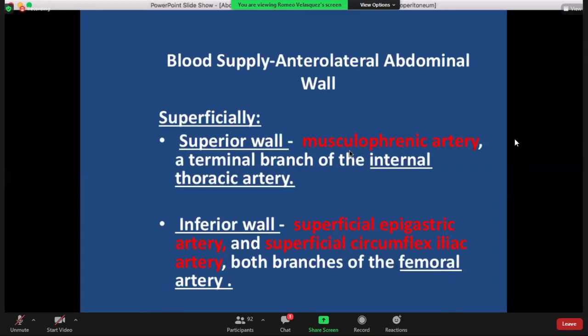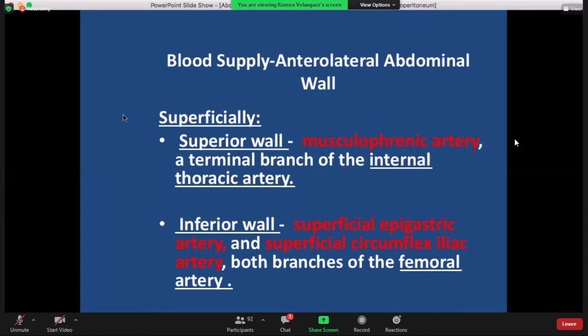Superficially, you have the musculophrenic terminal branch of internal thoracic. Inferior wall will be superficial epigastric and superficial circumflex iliac artery, both branches coming from the femoral artery.